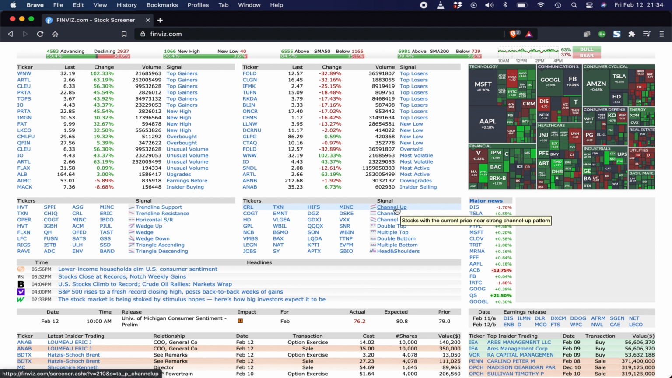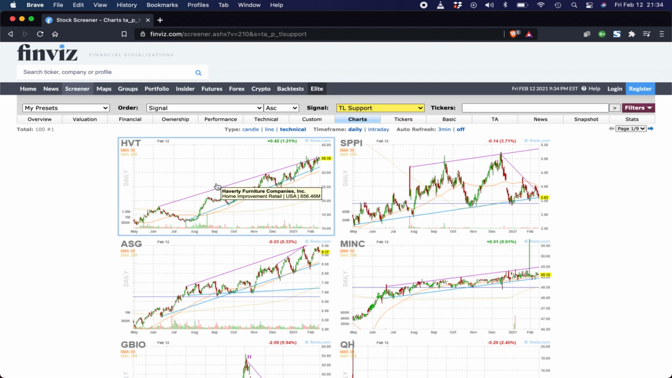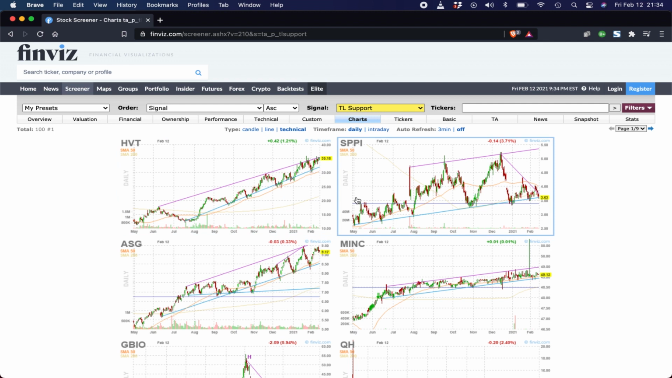Again, I will show you this so you will understand what they actually mean. Again, channel is similar to the horizontal support and resistance, and channel down is stocks with the current price near strong channel down pattern. Again, in each of these patterns you will see the support and resistance, and you can build strategies to either go long or go short. So let's go through one by one. So let me click trendline support. As you can see, it's pulling a list of all the stocks that are near their trendline support.